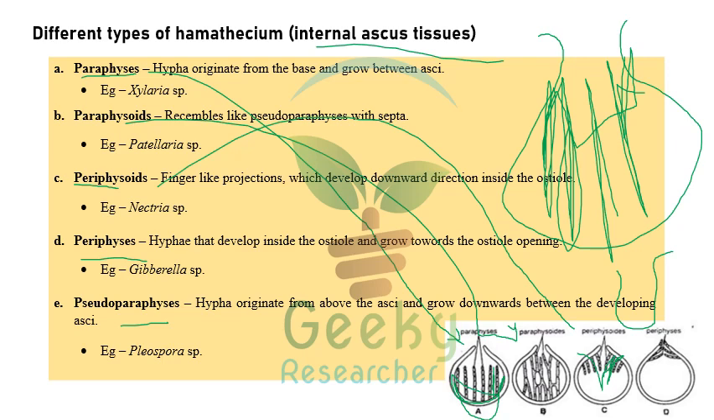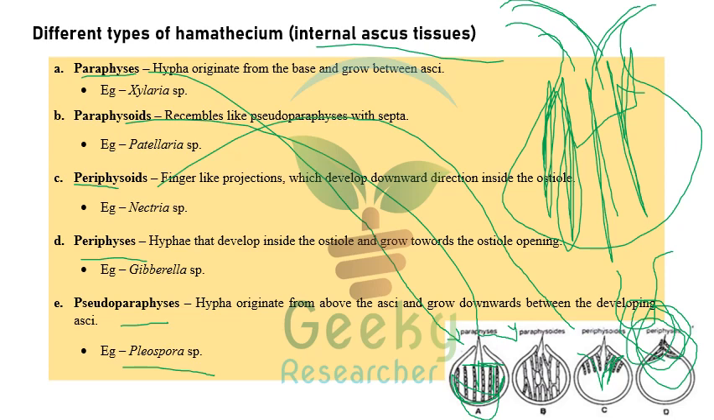Example is Nectria. Periphyses are hyphae that develop inside the ostiole and come outside, from the ostiole to the ostiole opening. This is called periphyses. Example, Gibberella. And pseudoparaphyses are hyphae that originate above the asci and grow downwards between the developing asci. Example is Pleospora.